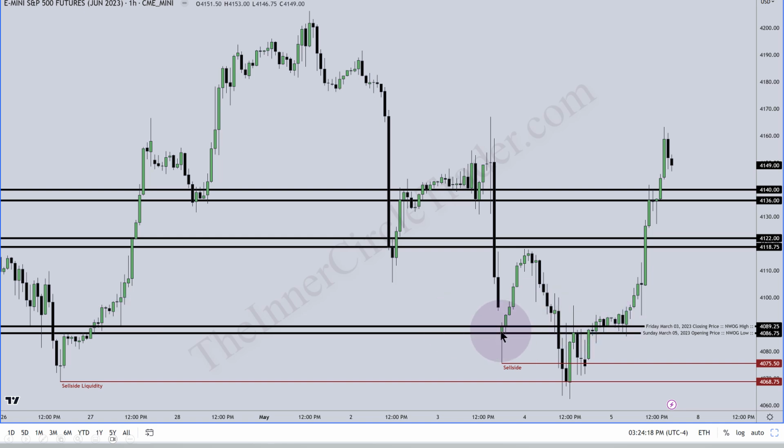Look at the closing price on that candle. Look at the low on that candle. Look at the bodies of the candles in here. Look how it's respecting it in here. Look how all the bodies are just stacking above the high of that old new week opening gap from March 3rd of 2023.